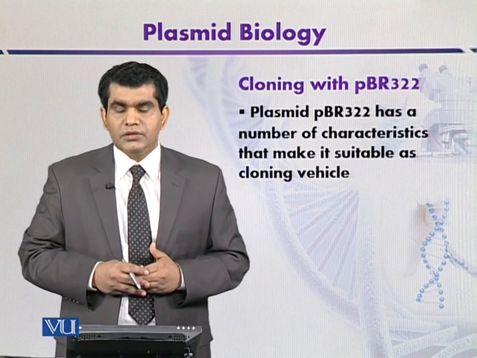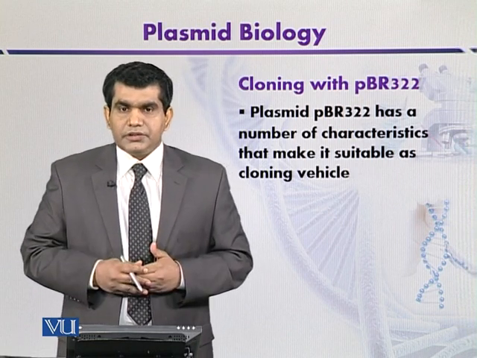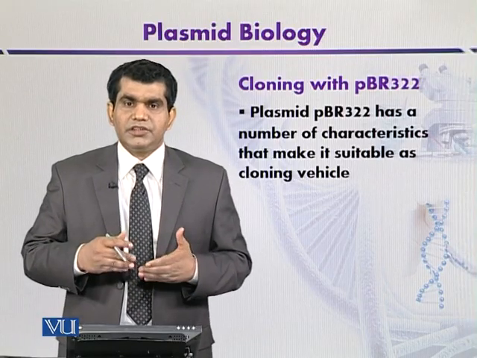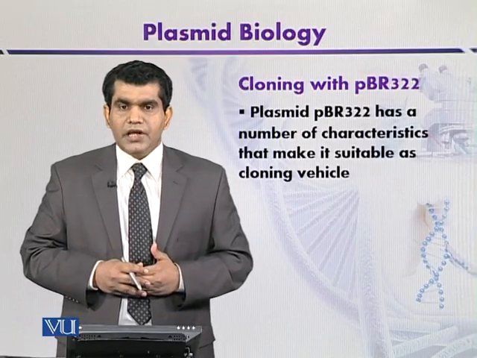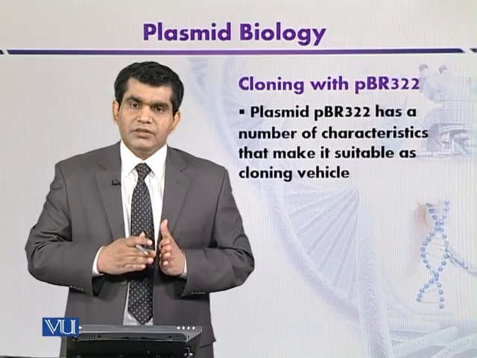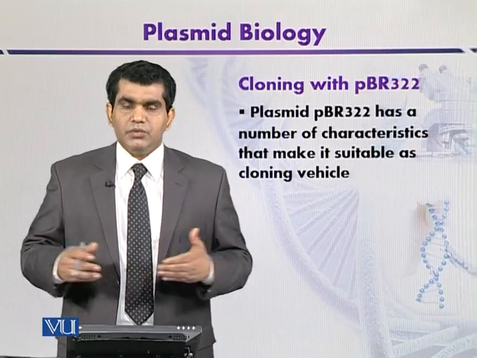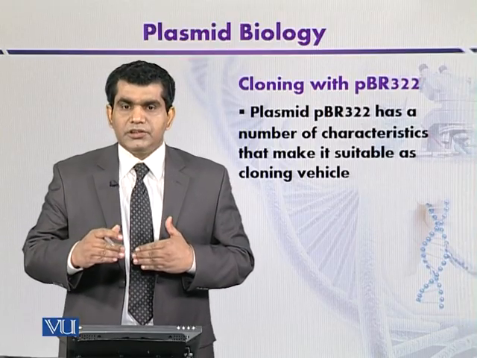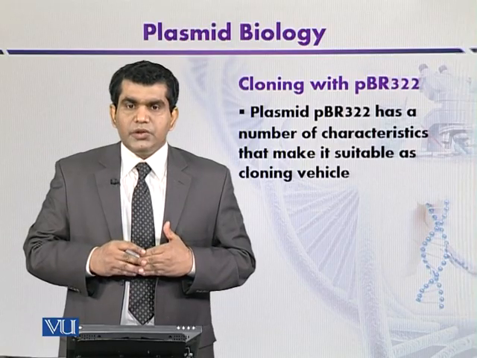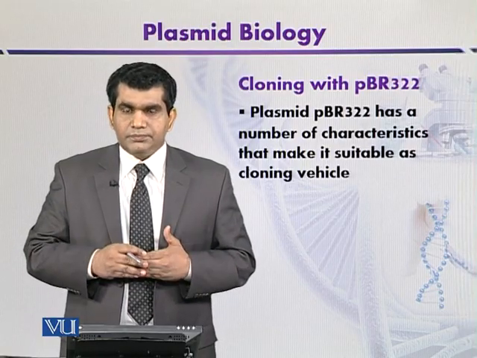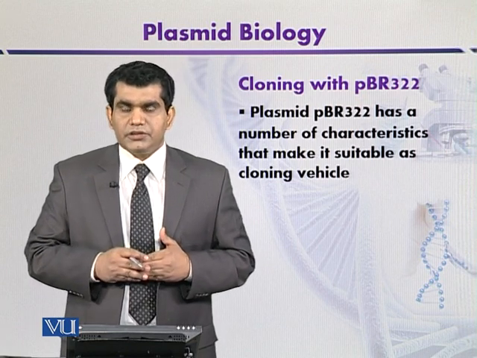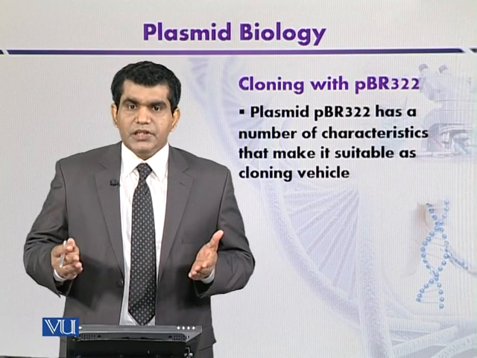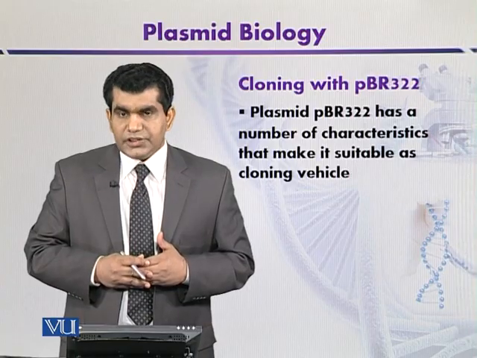And moreover, selectable markers in the form of ampicillin resistance and tetracycline resistance are also available. Additionally, there are single sites for different types of restriction endonucleases. So all these highly desirable traits are present in pBR322, so it can be used as a cloning vector. And later on, after transformation, the recombinants can be screened on the basis of ampicillin or tetracycline resistance.